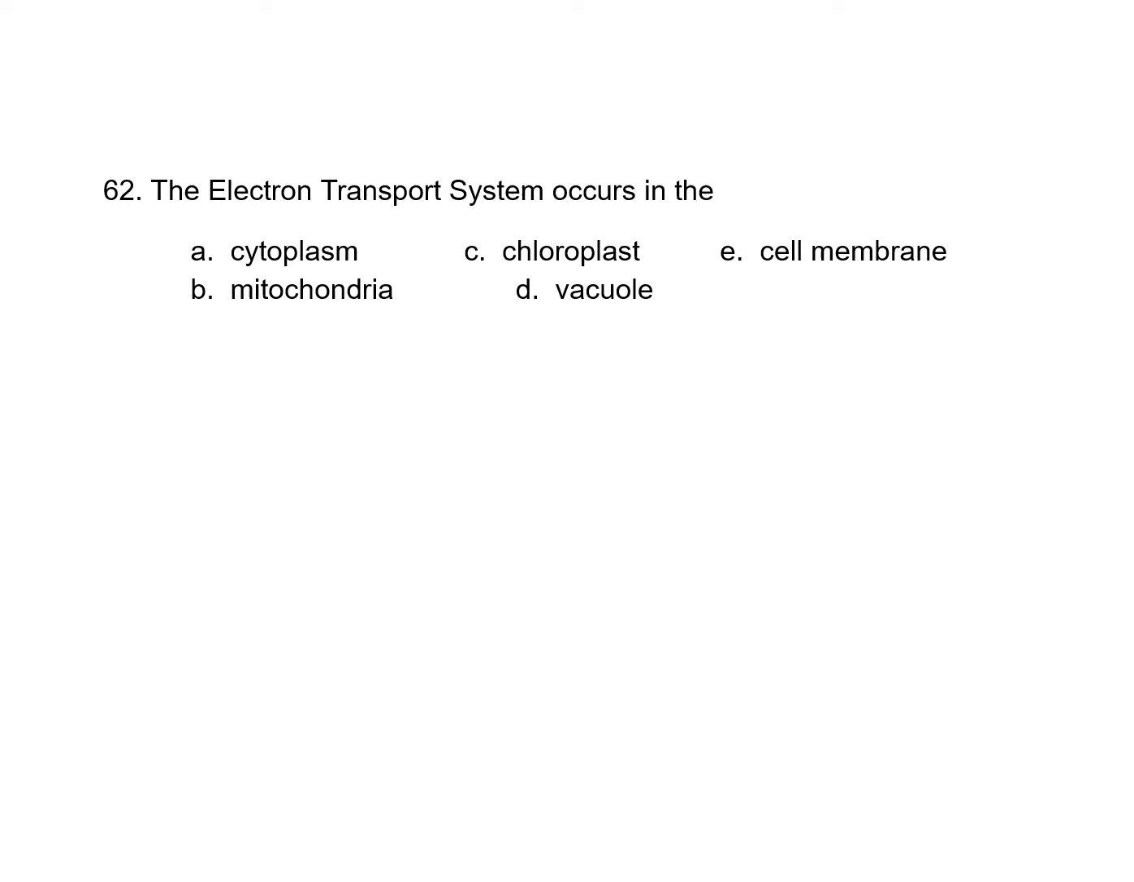Number 62. The electron transport system occurs in the A, cytoplasm, B, mitochondria, C, chloroplast, D, vacuole, or E, cell membrane. The answer is mitochondria.